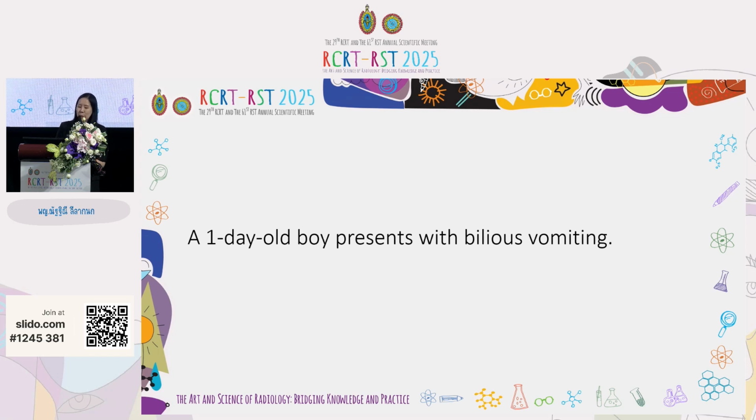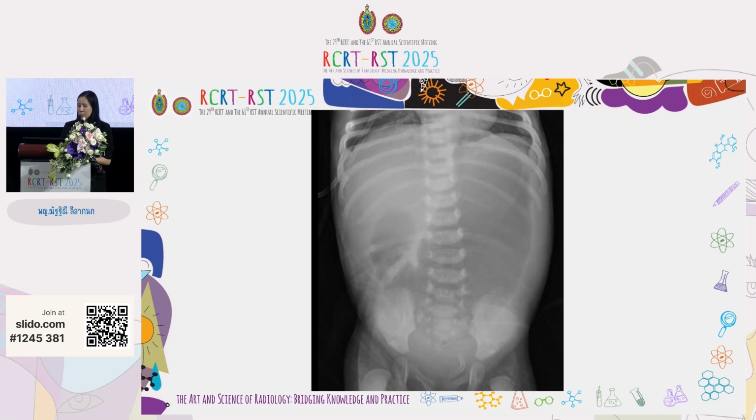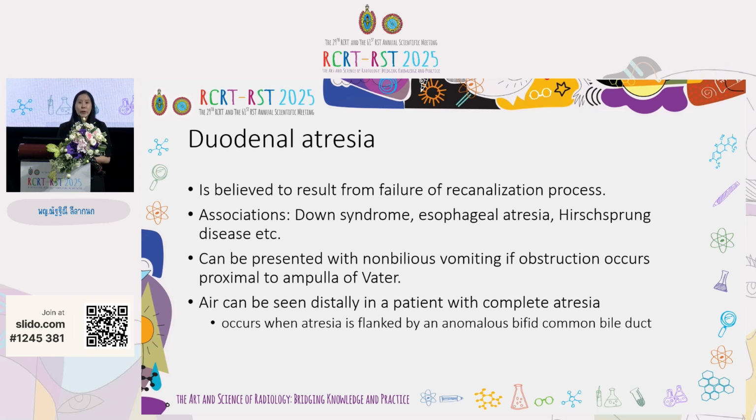This is a 1-day-old boy presenting with bilious vomiting. His plain radiograph shows a double bubble sign, with a large gastric bubble here and the duodenal bubble here. So it's quite easy: we are diagnosing it as duodenal atresia.